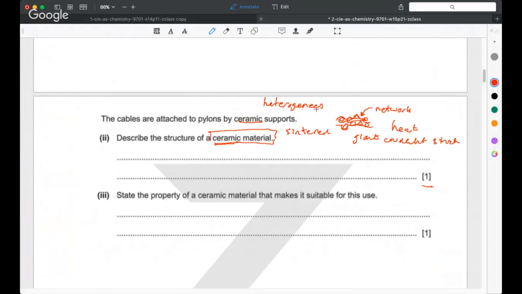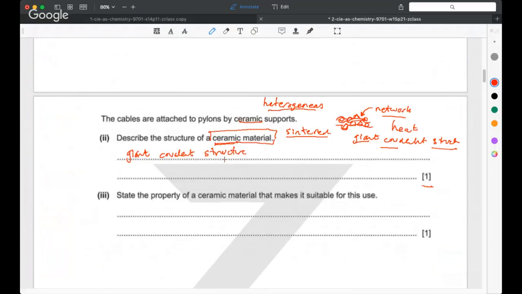These are the kind of language that you're using to describe a ceramic material. So the composition is heterogeneous, and the ceramic is derived from having been sintered, and it's a network of a giant covalent structure with some crystals fused within it. Actually, if you look in the mark scheme, they were only looking for giant covalent structure, and that would have given you the mark.